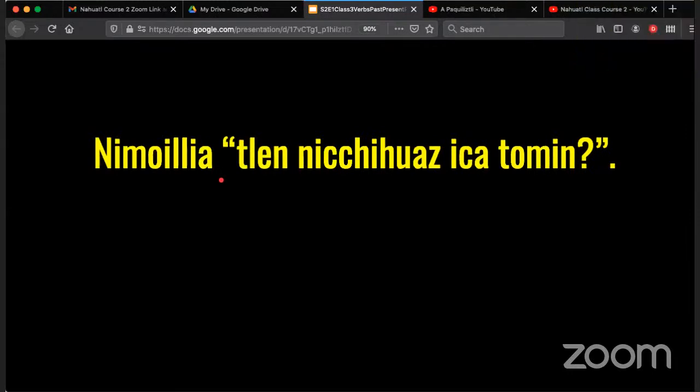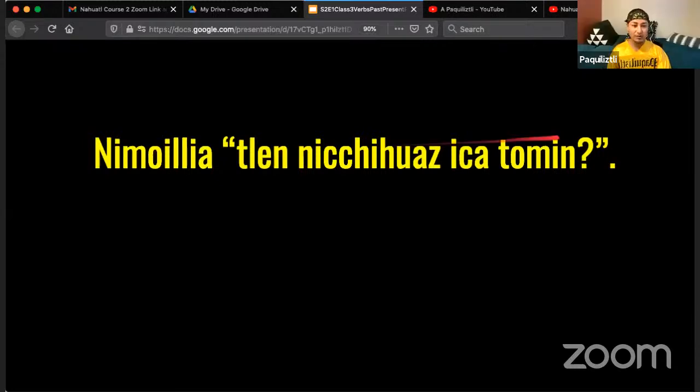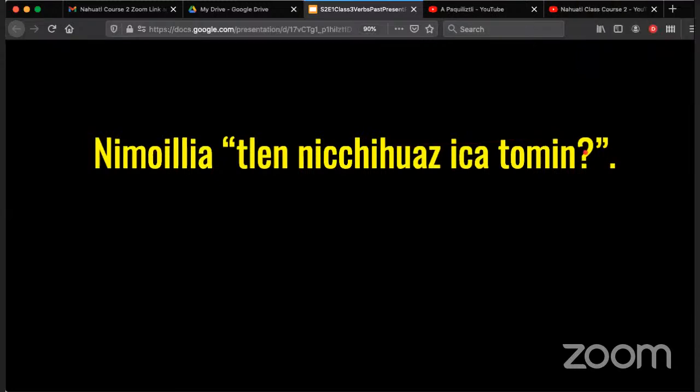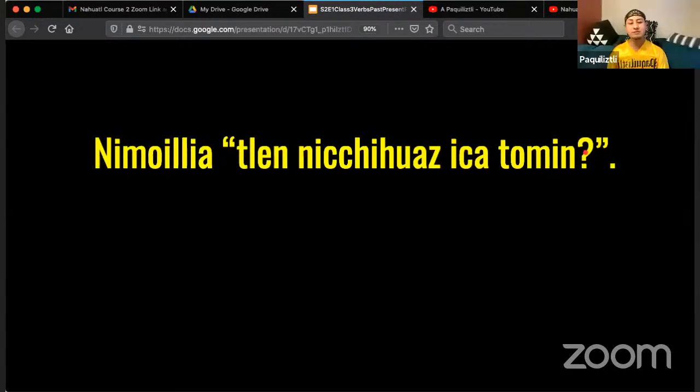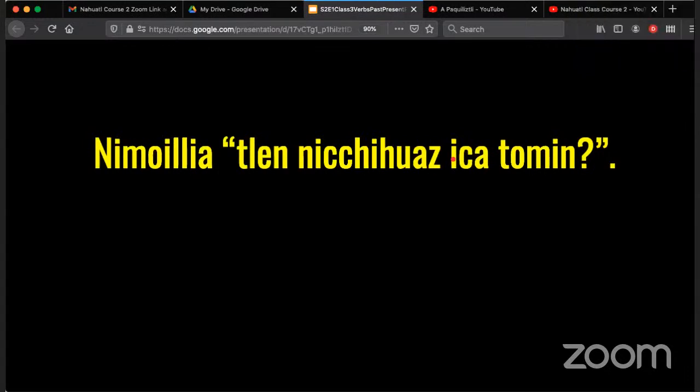What will I do with the money? Yes, but it's a question, right? Oh, what will I do with the money? So, "I think, what will I do with the money?" Okay, so change this sentence: Nimoilis tlen chihuas ikatomin.